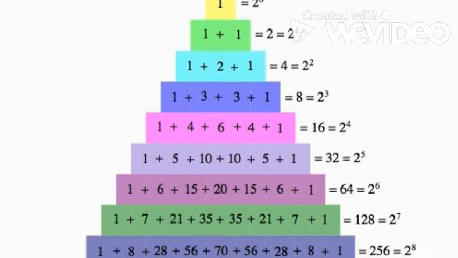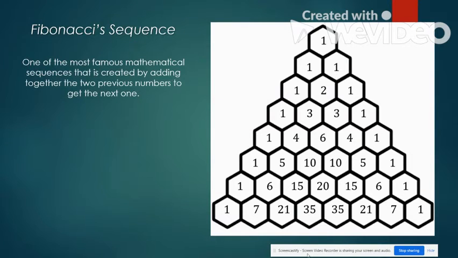Another application, as you can see here, is the sum of all the digits in any row is equal to 2 raised to the power of that row. The next application of Pascal's triangle is super interesting because we look at the Fibonacci sequence, which is one of the most famous mathematical sequences, which is created by adding together the 2 previous terms to get the next one.